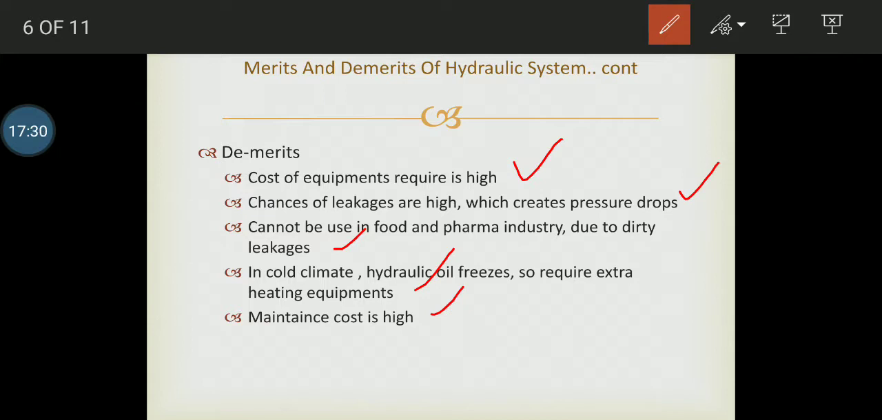One more point I am going to add over here is that the fluid must be non-hazardous in nature, because many times when we use a hazardous fluid, it creates some kind of hazard to human beings. So it is very important that we use a non-hazardous fluid in this hydraulic system.